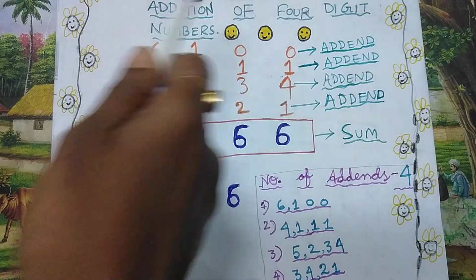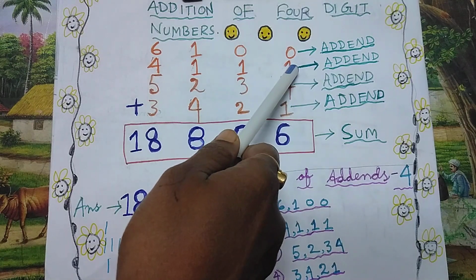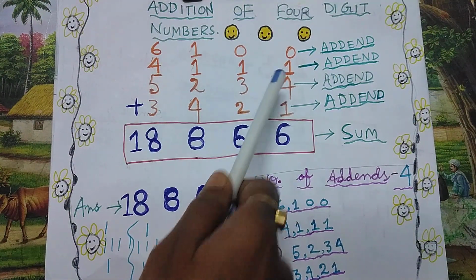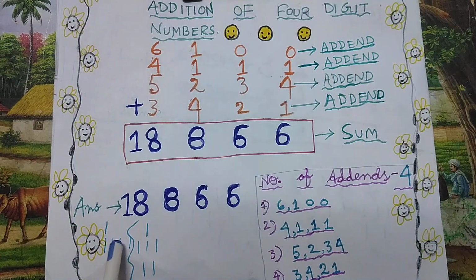What is the first digit? 0, nothing. The second digit is 1, so I have drawn here 1 line. The third digit is 4, so I have drawn here 4 lines. 1, 2, 3, 4. The last digit is 1, so I have drawn here 1 line. So how many lines are there in all? 1, 2, 3, 4, 5, 6. So I have written over here 6.